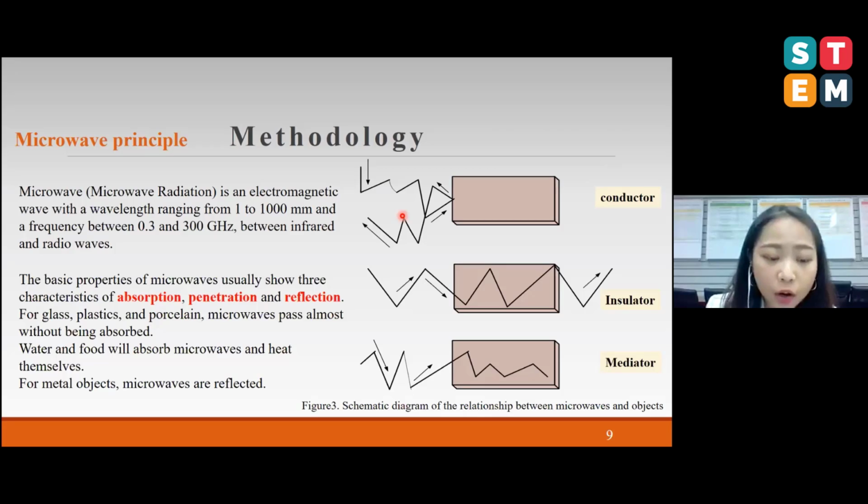The carbon fiber in the carbon fiber composite materials used in these experiments has good conductivity, so it can quickly absorb microwave energy.